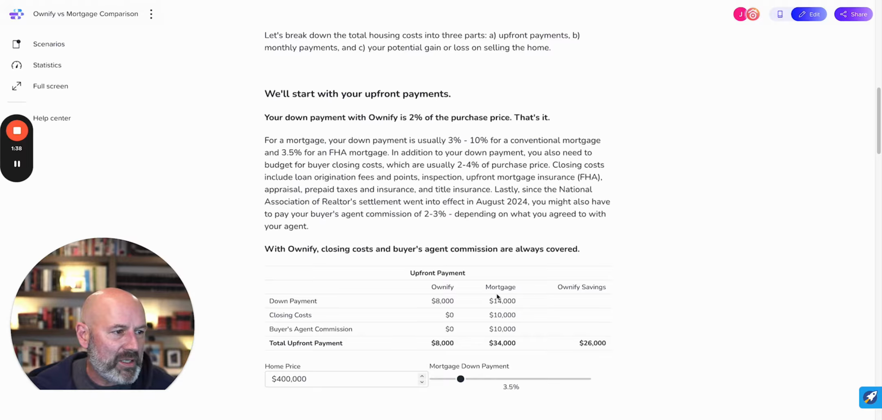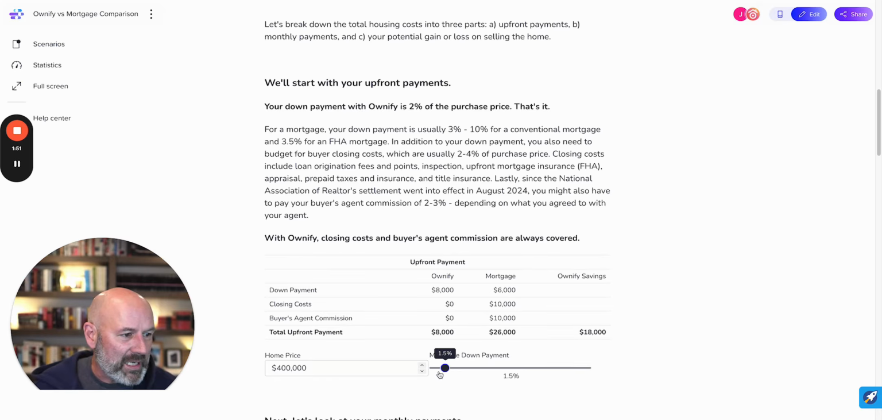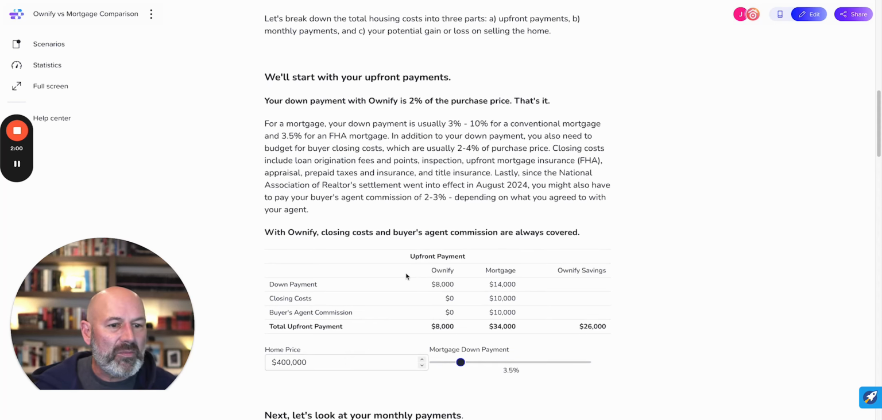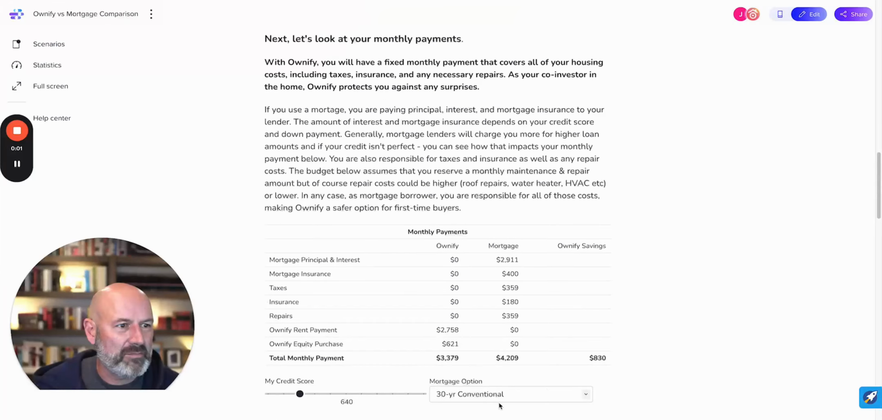And again, this is something that you should walk through with your realtor as well to understand what exactly you are on the hook for. With Ownify, generally that is a 2% number. With a mortgage, it could be more. And again, it depends on where exactly that mortgage down payment dials in. So that's your upfront cash required that really you should have ready to go before you make the decision to purchase a home. Now, next we're going to look at your monthly payments. So scroll with me a little further down and I'll meet you there.